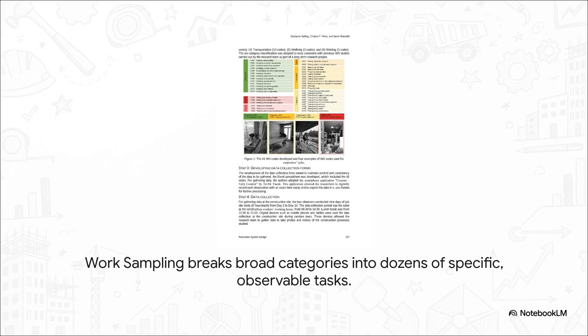For this carpentry study, get this. The researchers created 41 different activity codes. So production wasn't just production, it was broken down into all these specific C100 codes. Even something like talking was broken down into different types.